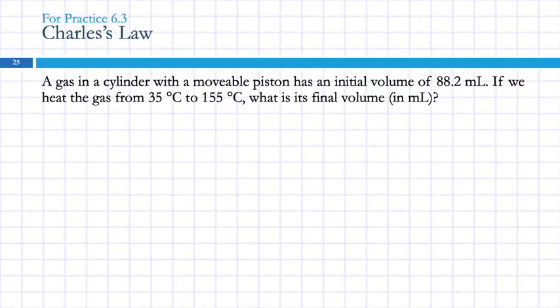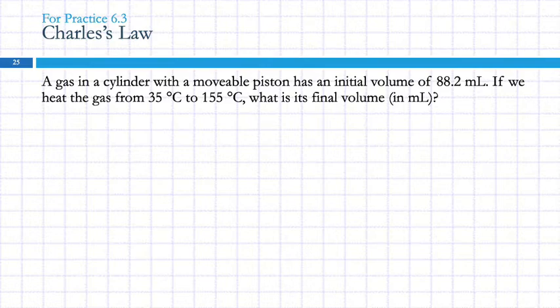Let's do a problem with Charles' law. A gas in a cylinder with a movable piston, these cylinders with movable pistons come up a lot in this chapter, has an initial volume of 88.2 milliliters. If we heat the gas from 35 degrees Celsius to 155 degrees Celsius, what is its final volume in milliliters?